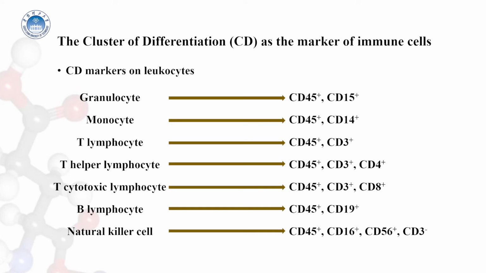T helper lymphocytes are CD45 positive, CD3 positive, and CD4 positive. The cytotoxic lymphocytes are CD45 positive, CD3 positive, and CD8 positive. The B lymphocytes are CD45 positive and CD19 positive. The natural killer cells are CD45 positive, CD16 positive, CD56 positive, and CD3 negative.